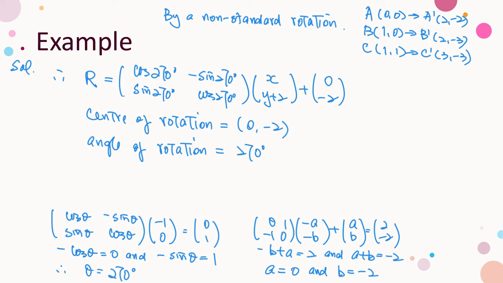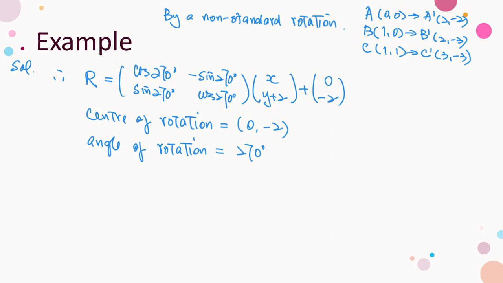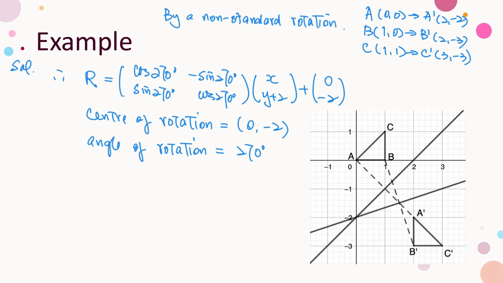In fact, the center of rotation can be found geometrically, since the center lies on the perpendicular bisector of the line segment connecting a point and its image. Therefore, the center of rotation is the intersection of the perpendicular bisectors of AA' and BB', which is (0, -2), the same as the one from the matrix calculation.